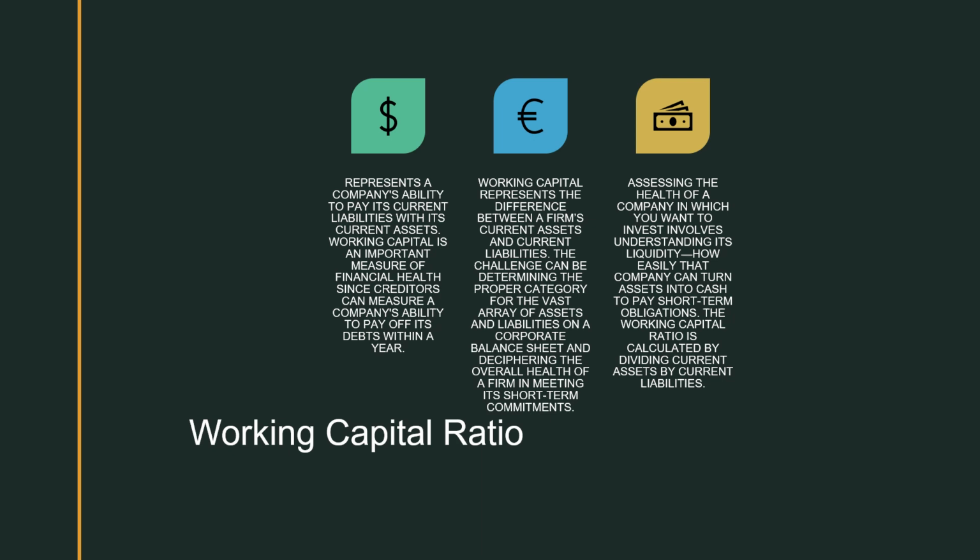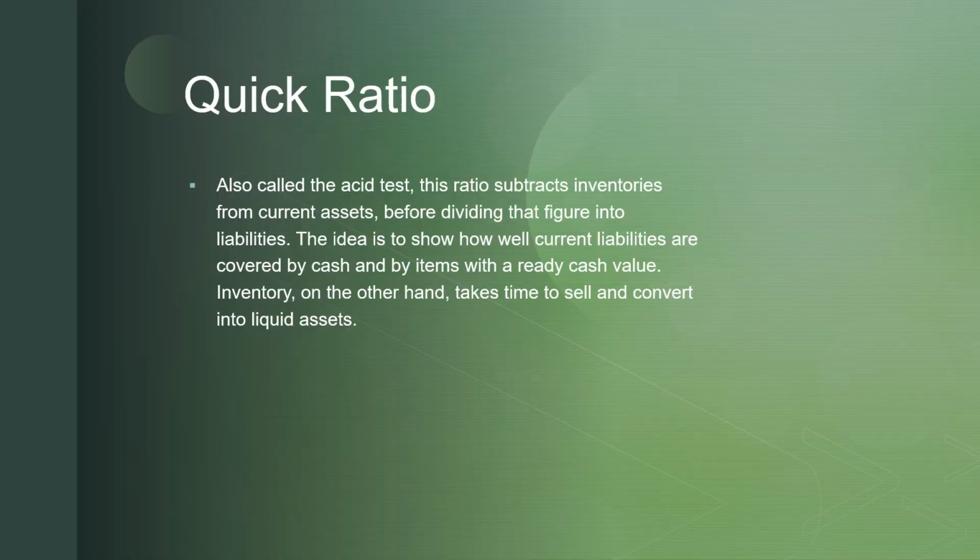Assessing the health of the company in which you want to invest involves understanding liquidity, how easily that company can turn assets into cash to pay short-term obligations. The working capital ratio is calculated by dividing current assets by current liabilities.